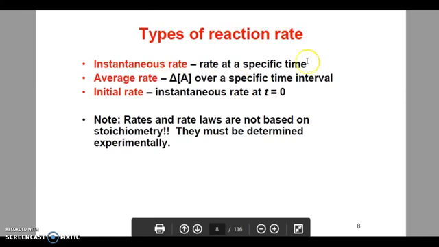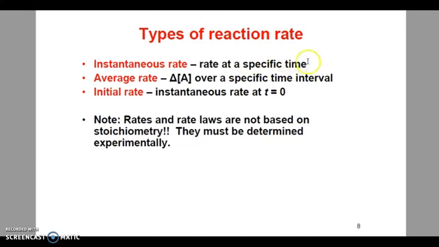Types of reaction rate. Instantaneous rate, rate at a specific time, and average rate, delta A over a specific time interval. Initial rate, instantaneous rate at t is equal to 0, that means where time is equal to 0.